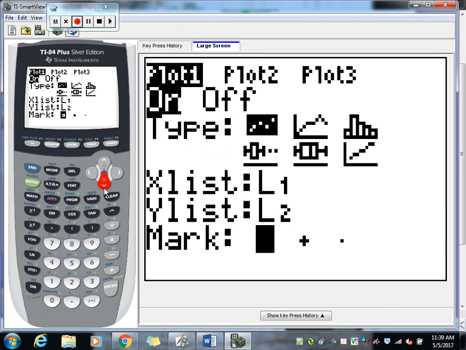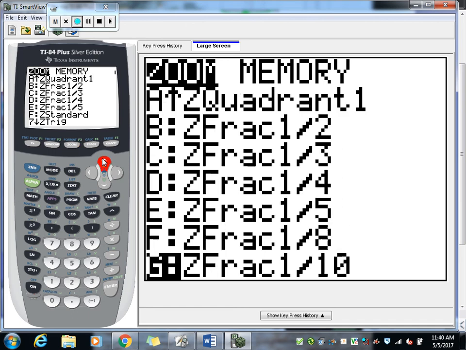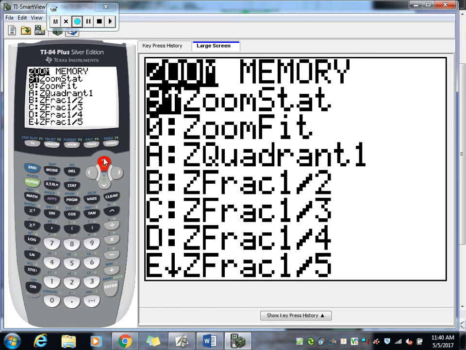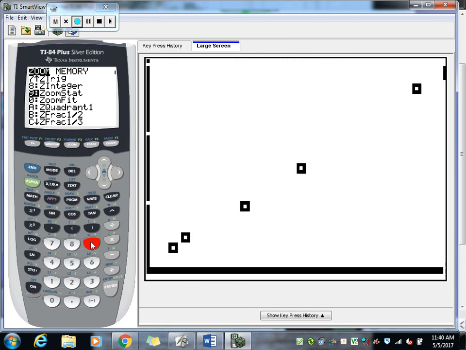So once we have that, we're going to then hit the zoom button, and we want the one that says zoom stats. Where is it? There it is. Good old number 9. Zoom stats. Since we're doing a statistics graph, our scatter plot, we need the stat function. So then hopefully you have a scatter plot that looks similar to mine on there. We all at that point?